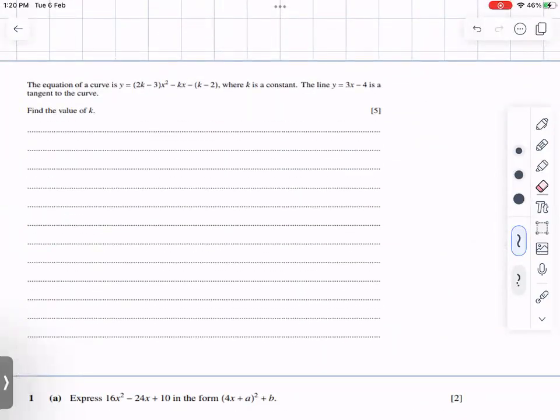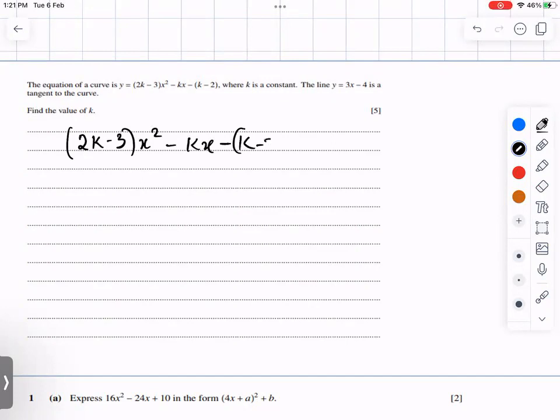We move to the next question. Here we have the equation of the curve: y equals (2k minus 3)x squared minus kx minus (k minus 2), where k is a constant. The line y equals 3x minus 4 is a tangent to the curve. So we have y equals 3x minus 4. We solve this equation just the same way we did for the one above: (2k minus 3) into x squared minus kx minus (k minus 2) equals 3x minus 4. So this is what we have for this equation.